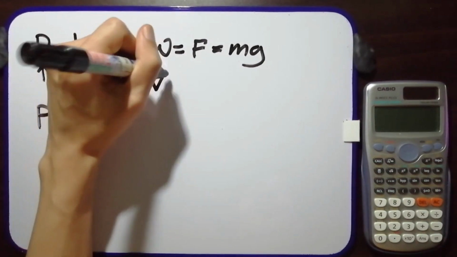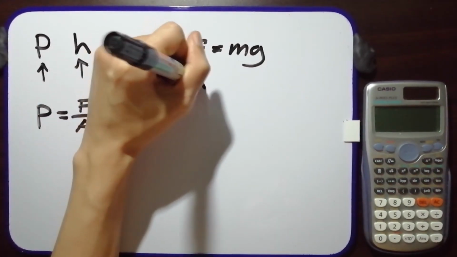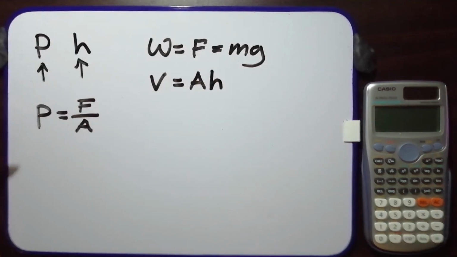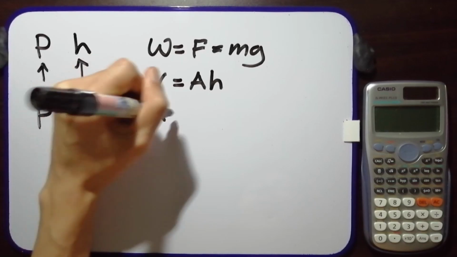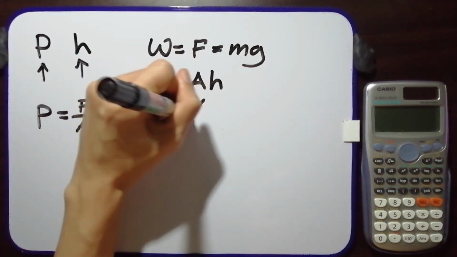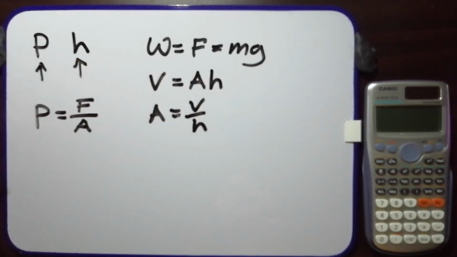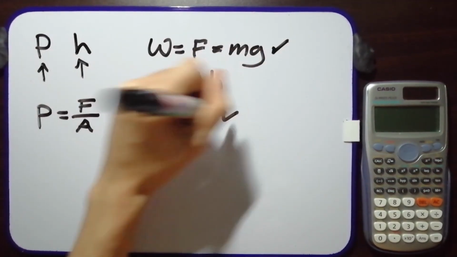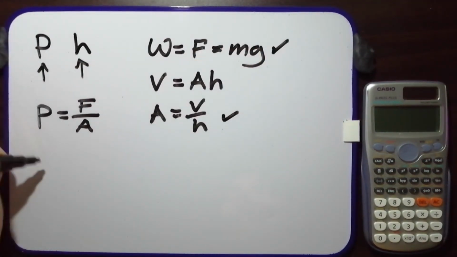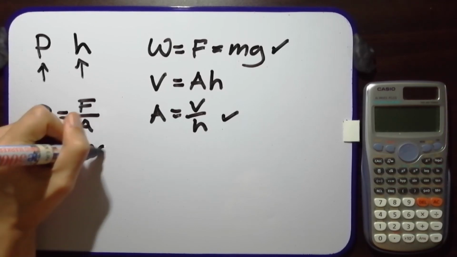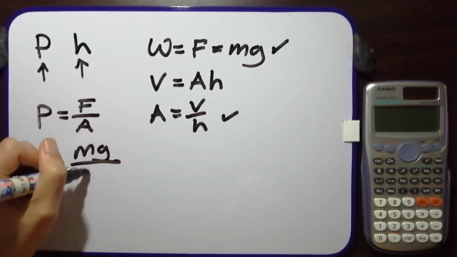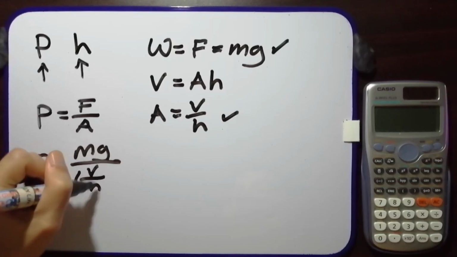And volume is really just area multiplied by height, or a kind of length. So therefore we could also say that area is equal to volume divided by height. If we were to substitute these two together into the original formula, you get pressure equals mass times gravity divided by volume divided by height.